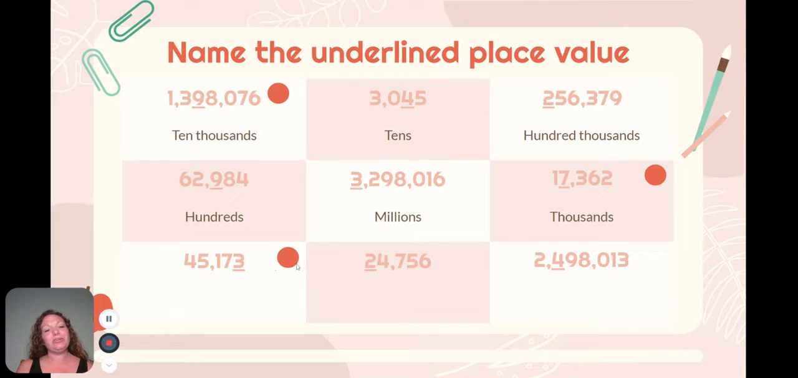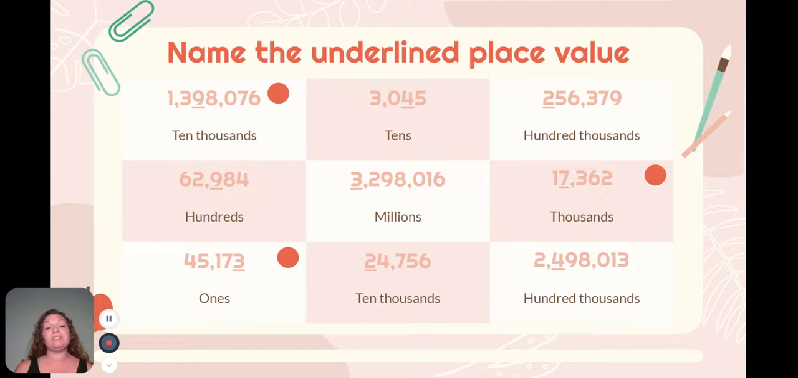45,173. That teeny little 3 is in the ones place. 24,756. That 2 is in the 10,000s place. And our last one, 2,498,013. Where is that 4? The 100,000s place.